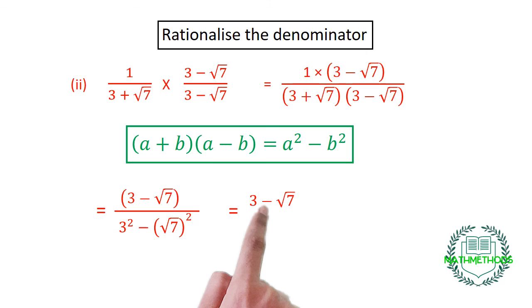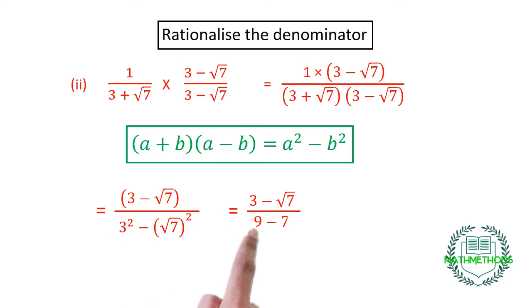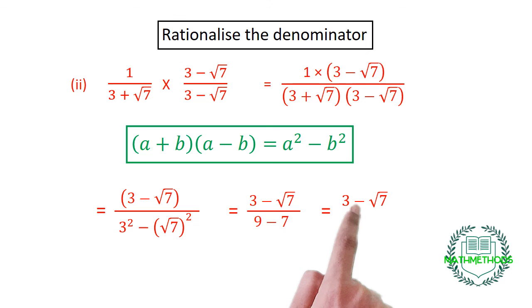3 minus root 7 upon 3 squared is 9 and square of root 7 is 7. 3 minus root 7 upon 9 minus 7. 3 minus root 7 upon 2. Now the denominator is a rational number. Thus we have rationalized the denominator.